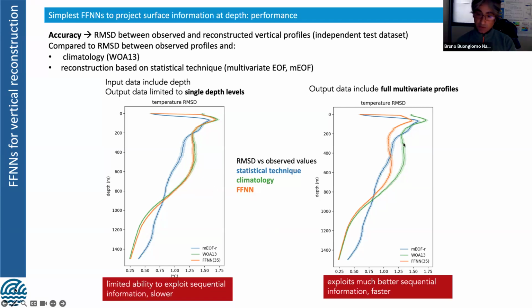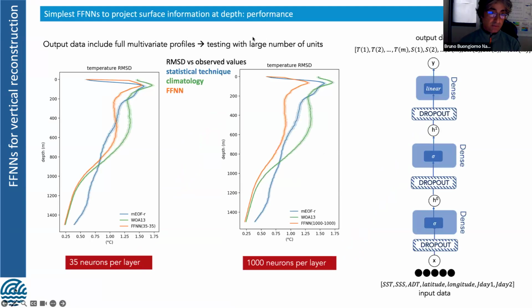But if you optimize the architecture of the network to directly learn the profile and not the individual values for each depth, you start to see some improvements. These improvements can be much higher if you increase the number of layers. Here you're using 2 hidden layers with 35 units. And they can improve even more if you significantly increase the number of neurons within each of the layers.